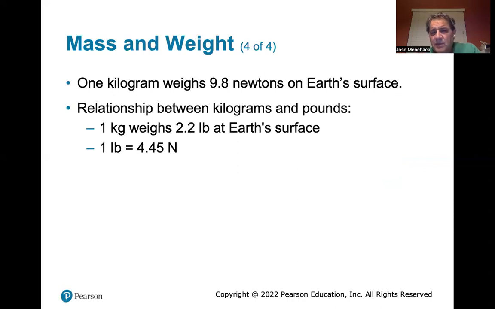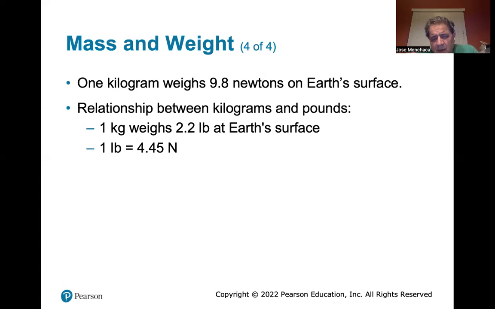The relationship between kilograms and pounds. 1 kilogram weighs about 2.2 pounds at Earth's surface. 1 pound equals 4.45 newtons.